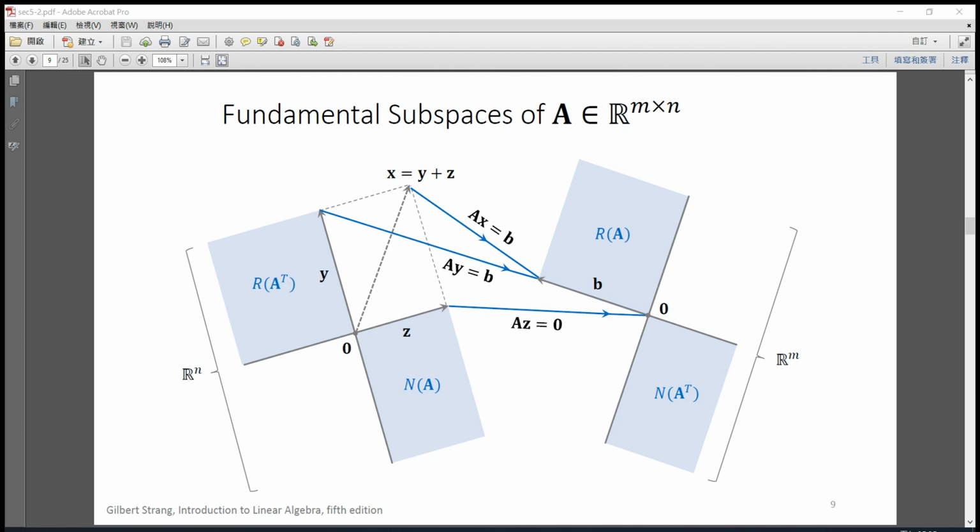To summarize, the linear transformation Ax from R^n to R^m is 1-to-1 if and only if the dimension of the null space of A is 0. And the linear transformation Ax from R^n to R^m is onto if and only if the dimension of the null space of A transpose is 0.